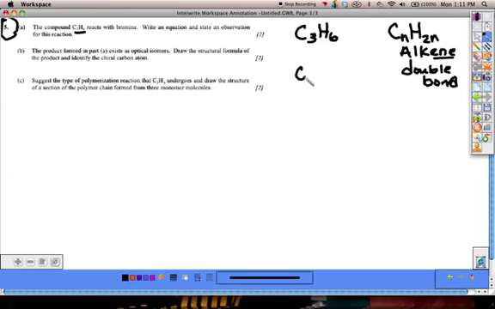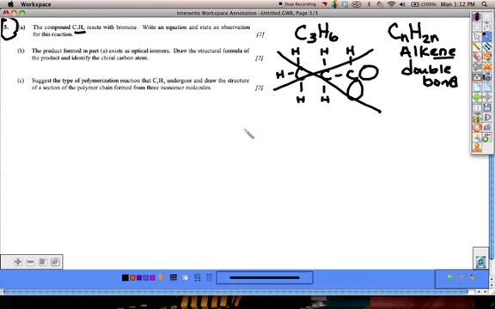So I would start out by drawing my 3 carbons in a row, and then I would start putting hydrogens around them. So 1, 2, 3, 4, 5, 6. And I would see, this carbon needs 2 more bonds. So it's not happy the way it is right now. This is not a good formula. So I would start over.